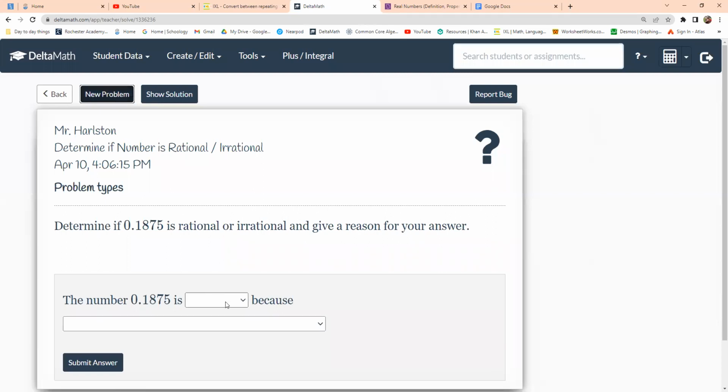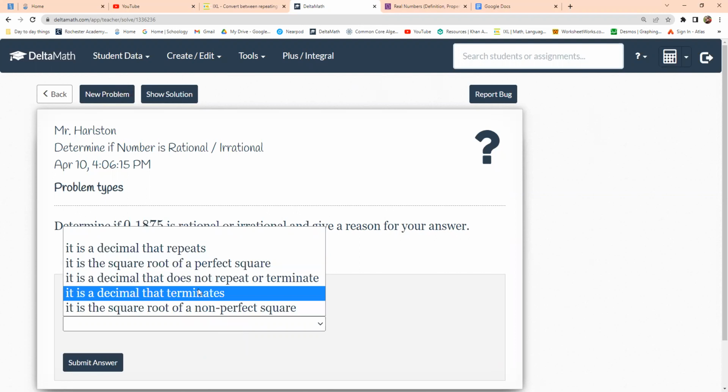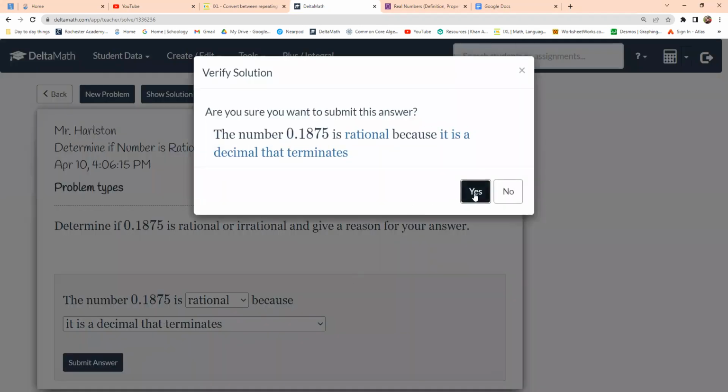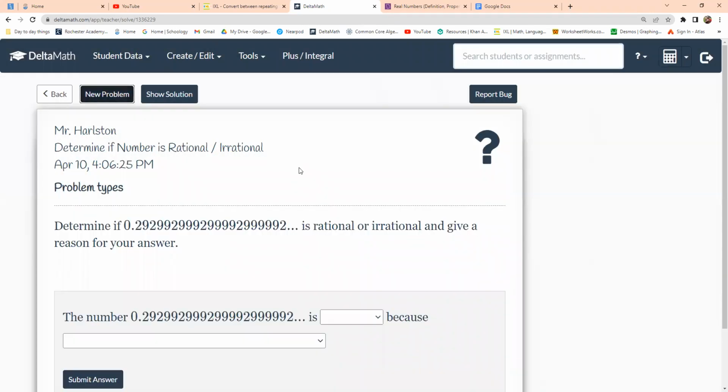One more. All right, this is a rational number because the decimal terminates. And that would be that. Let's see here. Oh gosh, another one of these. 29299. Let me take a picture of this real quick. And I'm going to mark it up.